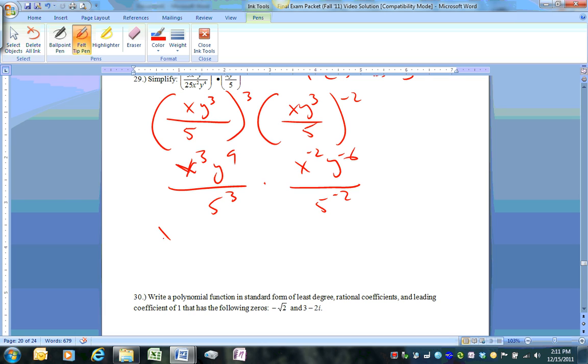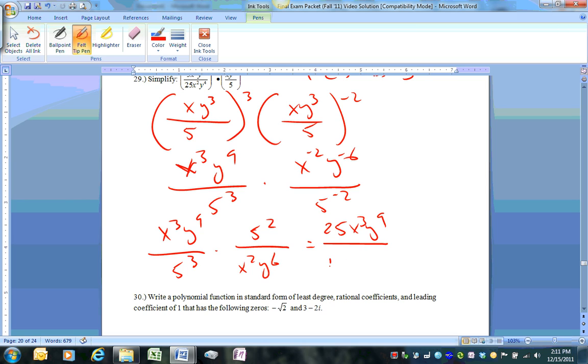Because you have negative exponents, we should flip them. And then we can do the division, which is basically, or if you want to multiply these together, you get 25 x cubed y to the 9 over 125 x squared y to the 6. Then do the division. 25 over 125 is 5. x over x squared is x, y to the 9 over y to the 6, y cubed. And so that's your answer.